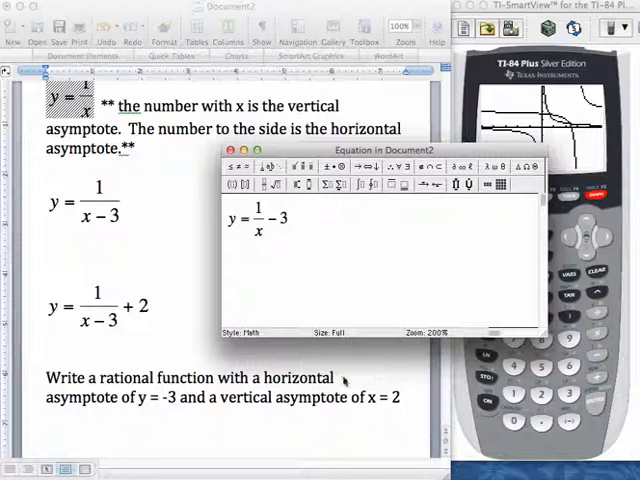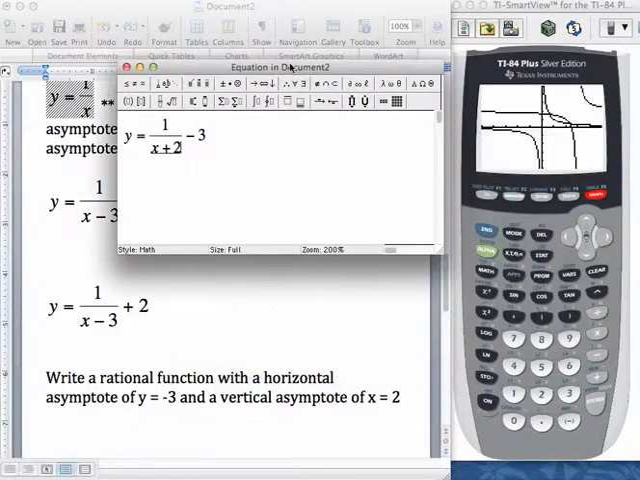Now, the vertical asymptote is harder because you have to remember that subtraction moves it right, addition moves it left. So if I want an asymptote of positive 2, if I'm at 0, I want to move it to the right 2. So when I do that, I want to put minus 2 right there. Okay? And this would be the correct answer. However, let's say you forgot and you put plus 2. Okay? Always check your work.